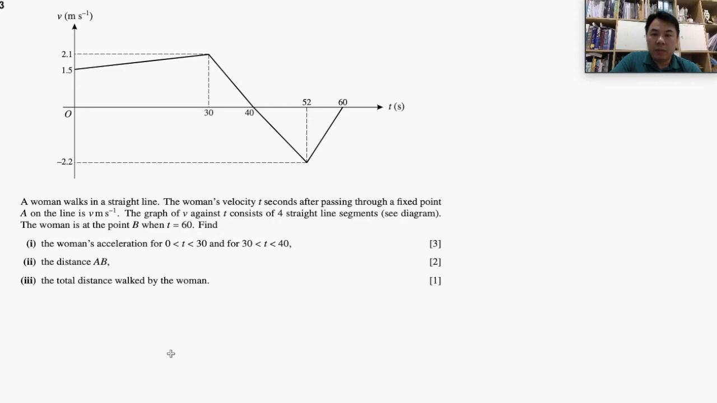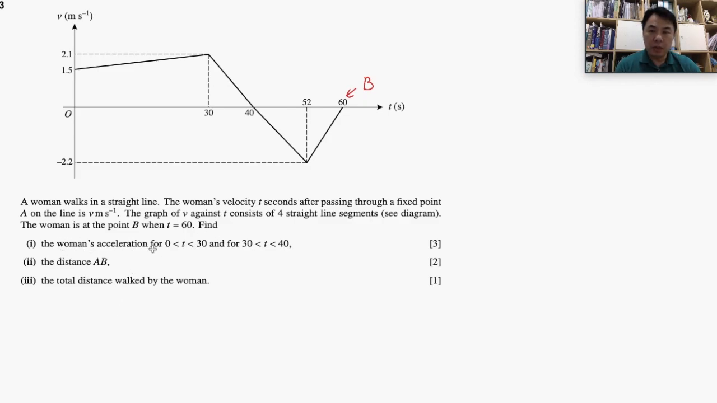So that is point B when t is equal to 60 seconds. So I'm going to label this point, this is position B. Let me read that one more time. The woman's velocity t seconds after passing through a fixed point A on the line is v. Okay, now we are ready.